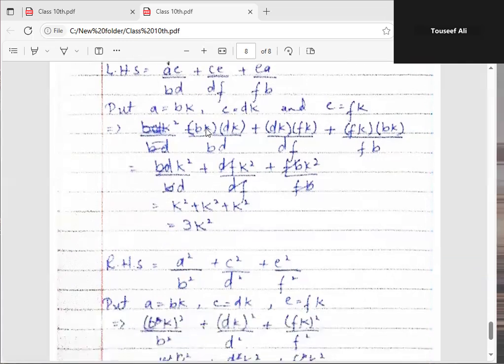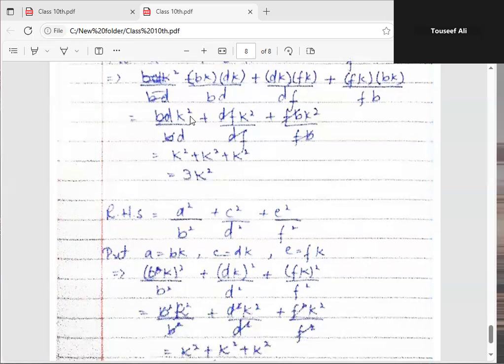Now we will multiply. K and K multiply to give K square, B multiplied by D is BD, divided by BD. D multiplied by F is DF, K multiplied by K is K square divided by DF. F multiplied by B is FB, divided by FB. Now BD is in the numerator and the denominator, so BD and BD cancel each other, DF and DF cancel each other, and in the last term FB and FB cancel each other.